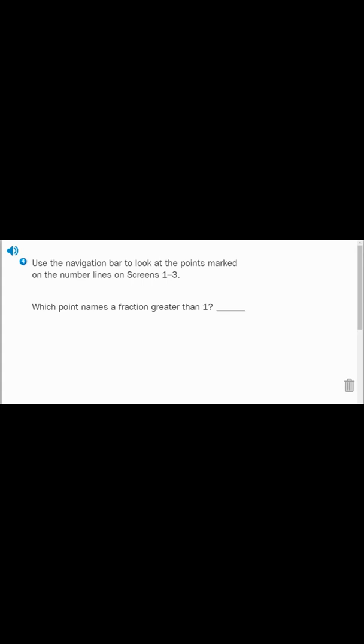Okay, our last question here is asking us to look back at the last 3 that we've done and name the point that is greater than 1. The only fraction that was greater than 1 was the last one we did, because the numerator was indeed bigger than the denominator, or the top number was bigger than the bottom. And if you remember, that was 9/6.